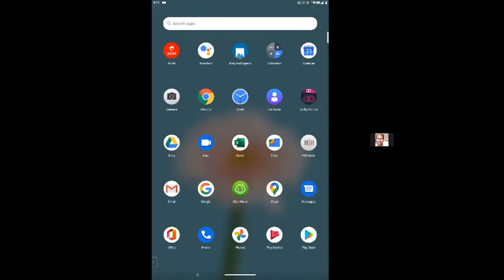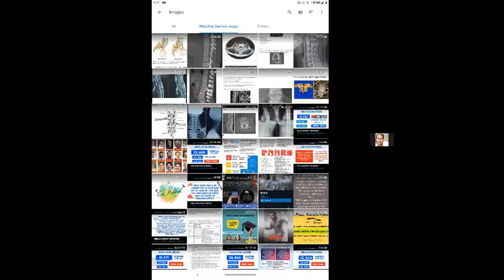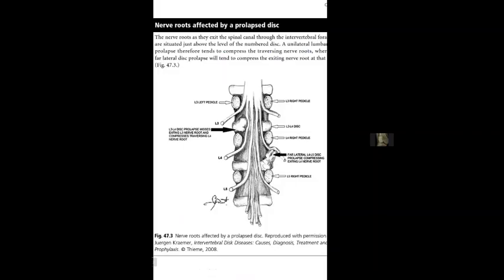Can you see this image? Yes, sir. Now, can you see the screen now? Yes, sir. Okay. Right. So, based on the IVDP, yes, sir.